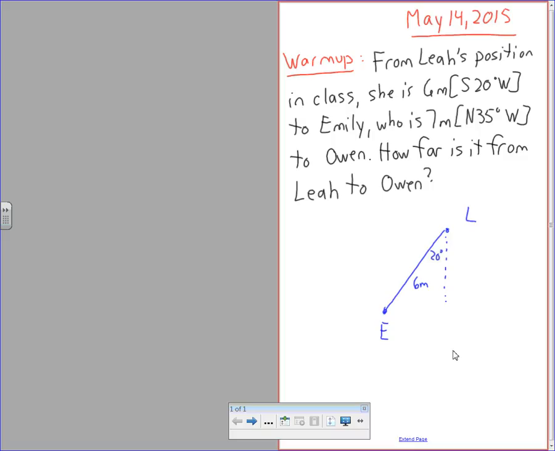All right, so how do I draw the next one here now? So it says, Emily, it's 7 meters north, 35 degrees west to Owen. How do I draw that? Yeah, Owen, go ahead. Line north and then that's going to be 7 meters. And that's going to Owen. We're ultimately solving, and I ultimately want this to be your x, which is what we're looking for.